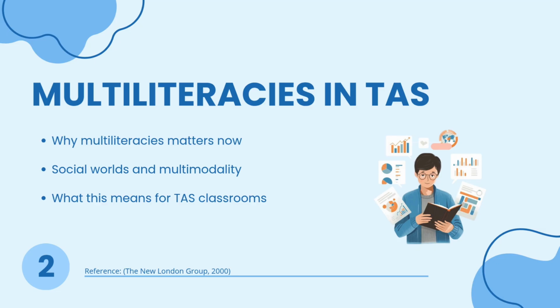In contemporary classrooms, literacy is no longer limited to reading and writing printed words. Students now make meaning through written language, images, diagrams, sound, video, spatial design, gesture, and digital platforms. This shift is especially important in TAS because our subjects already require students to interpret visual information, use specialized technologies, communicate design ideas, and create products for specific audiences.